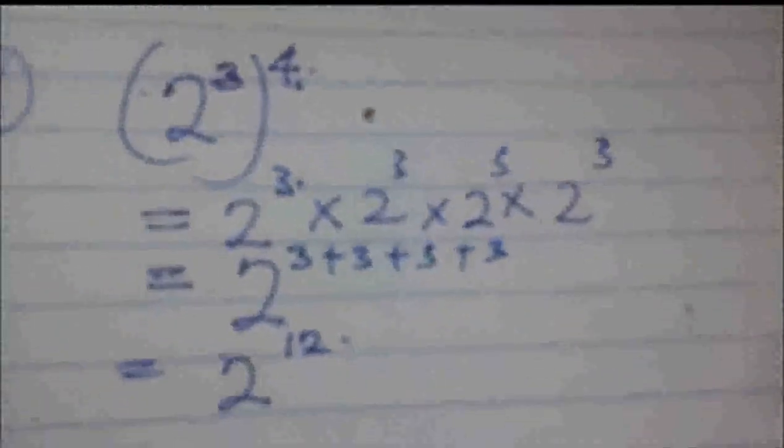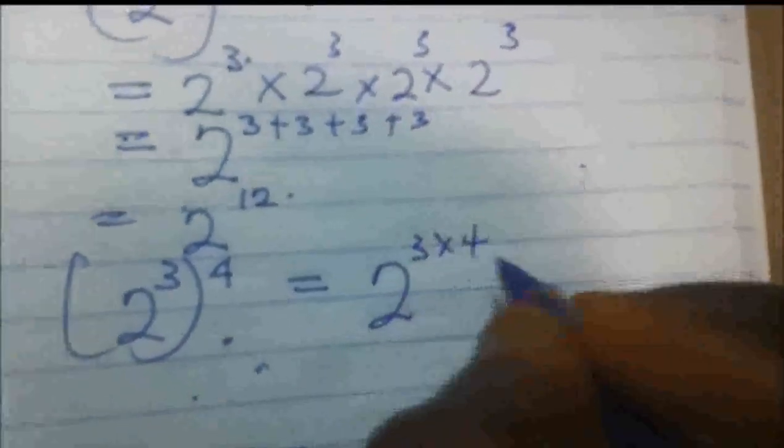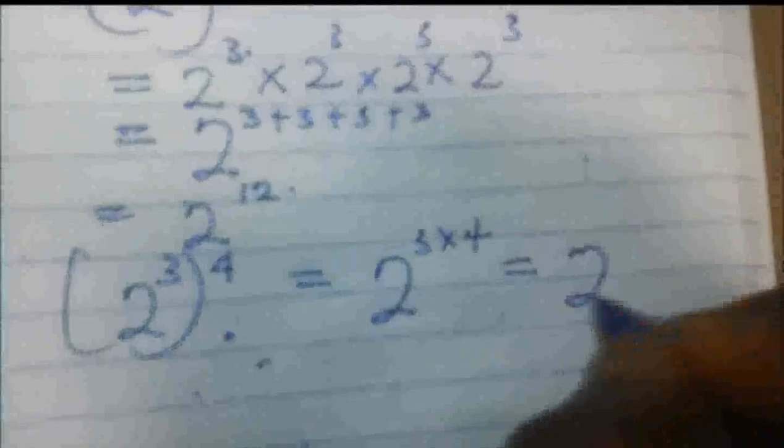But instead of going through this long method, we can multiply the exponents, the 2 exponents. This is an exponent, this is also an exponent. We can multiply the exponents together. That is, if you have 2 raised to power 3 raised to power of 4, it is the same thing as 2 raised to the power of 3 times 4. And that will give us 2 raised to the power of 12, instead of going through the long method.